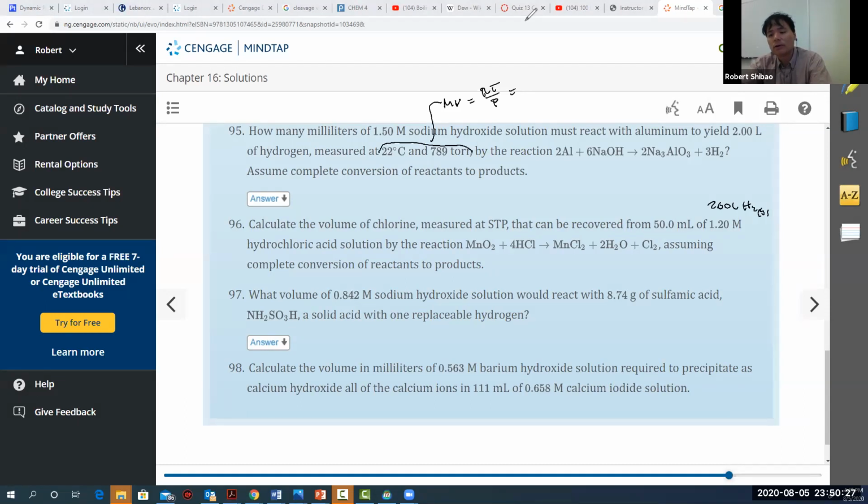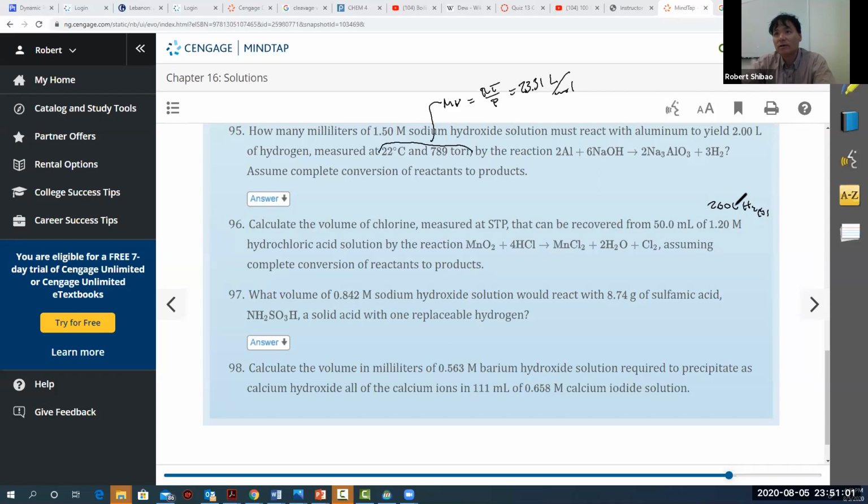So R is 0.08206. T is 273 plus 22, which is 295, divided by P, which is 789 torr, converting it to atmospheres by dividing by 760. That gives 23.317, so 23.31 liters per mole. We're only allowed 2 sig figs here, so I'll carry some extras.